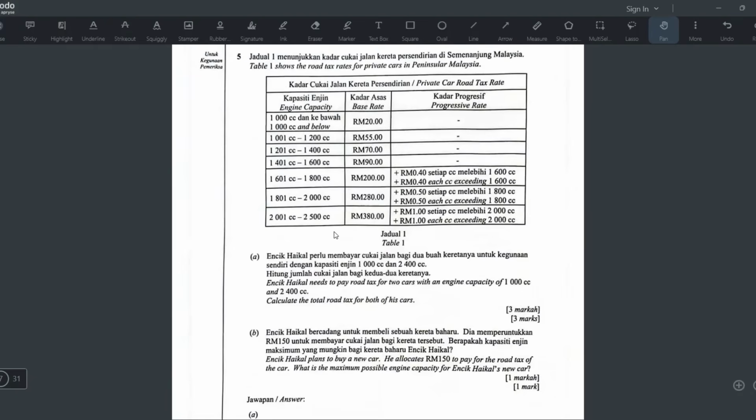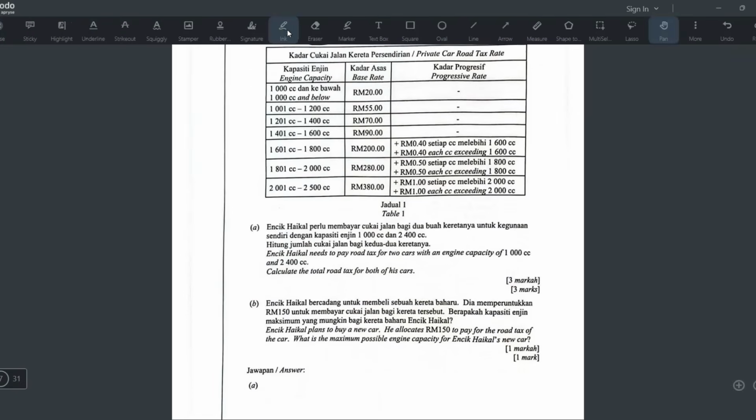Okay, let's do question 5. Question number 5 is Rotex question. Don't confuse the Rotex and the motor insurance. Motor insurance, dia complicated sikit. Dia ada banyak formula kena hafal. Ada comprehensive lah, kena hafal 26 ringgit, 20.3 kalau Sabah Sarawak, 26 kalau Semenanjung. But Rotex, dia tak ada semua tu. Rotex is quite simple. They give you a table already. You just use the table given, you can do everything already.